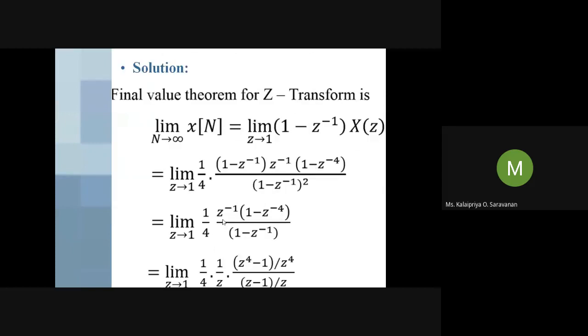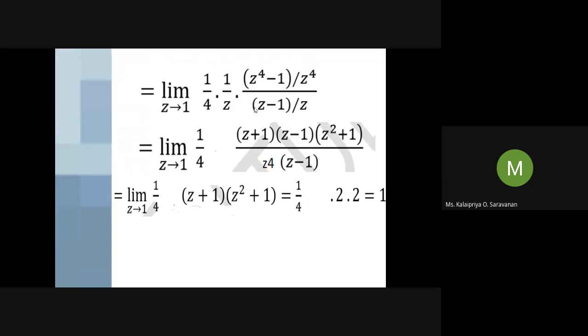Next, every value is in terms of z inverse. So convert all the values in terms of z. Once you convert it in terms of z, your final value becomes (z plus 1)(z minus 1)(z squared plus 1) by z power 4 (z minus 1). So substitute the limit value z as 1. When you substitute, you get the value as 1. So your answer for this problem would be 1.